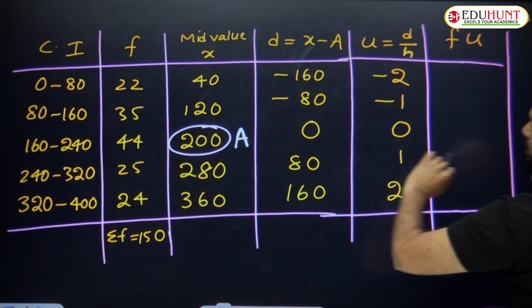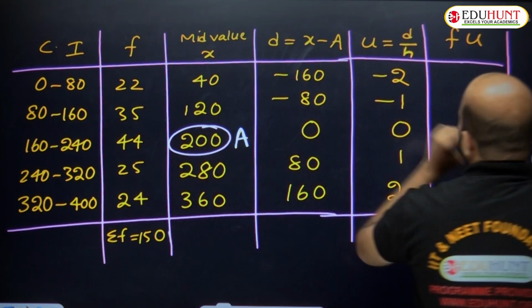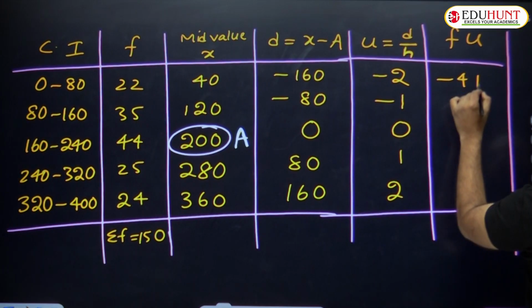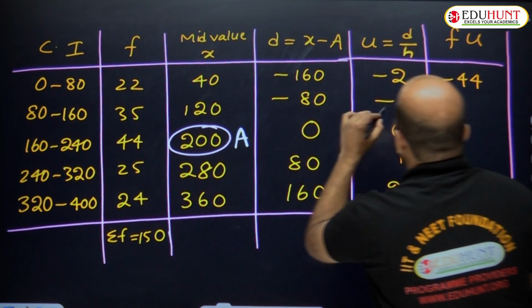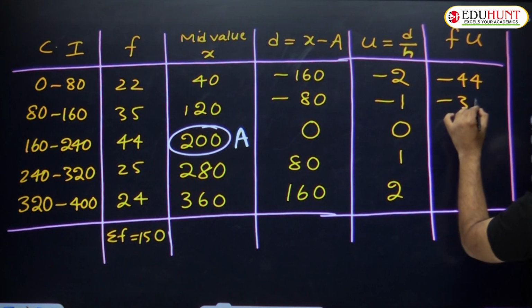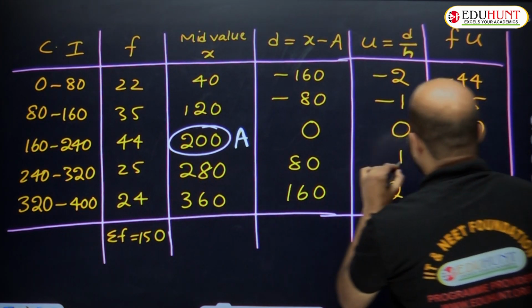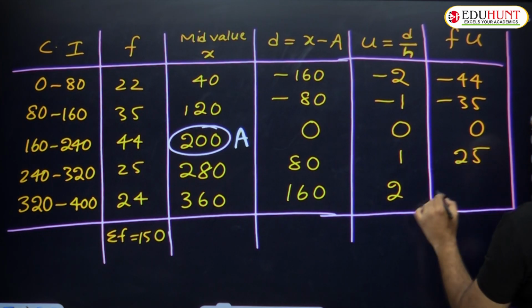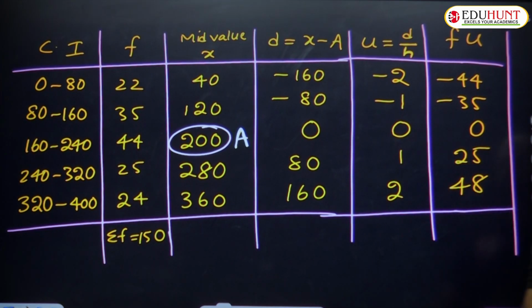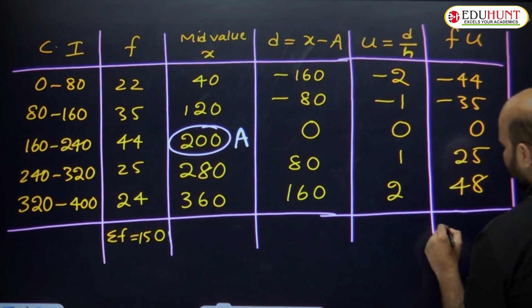So fu is nothing but the frequency: 22 into minus 2, minus 44. Again 35 into minus 1, minus 35. And 44 into 0, 0. Next one, 25 into 1, 25. And 24 into 2, 48. Am I clear? So again we need to find sigma fu.